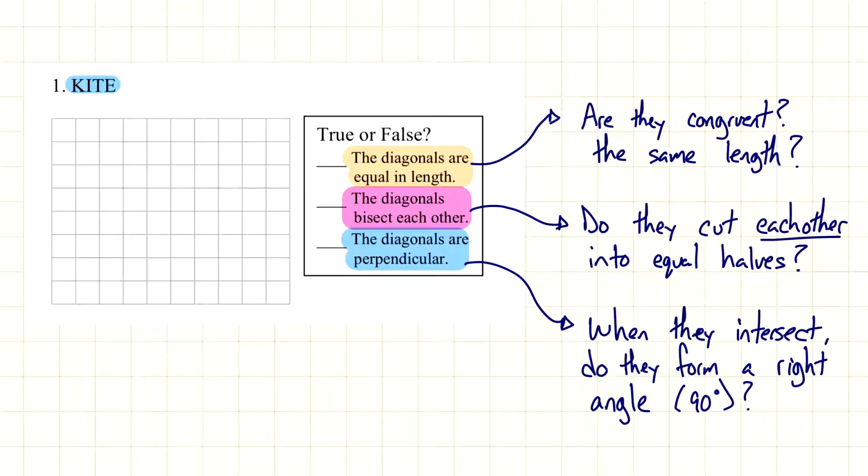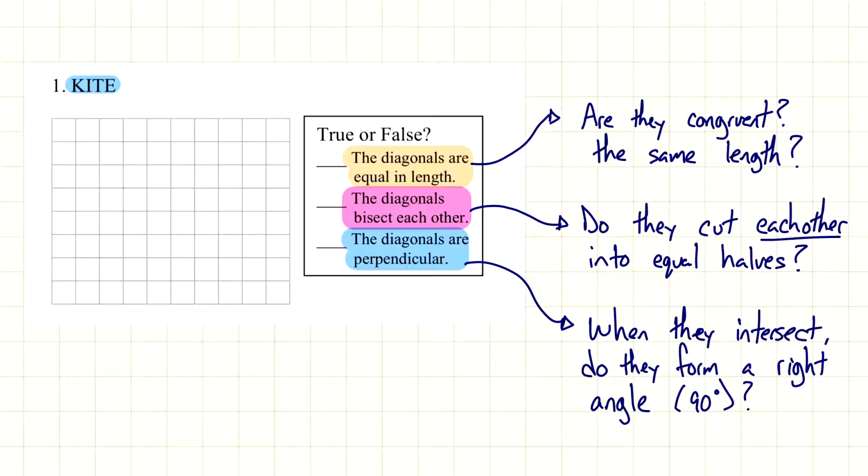However you want to phrase it, we're going to be looking at their diagonals, and hopefully we could tell whether they're the same or not. The second one asks about the diagonals bisecting each other. So bisect, in case you don't know the word bisect, it really comes from 2 words.